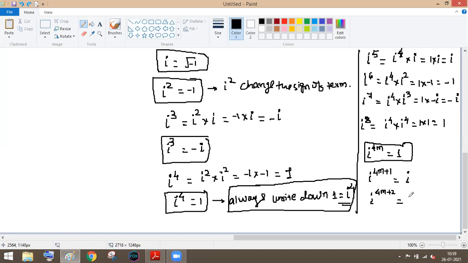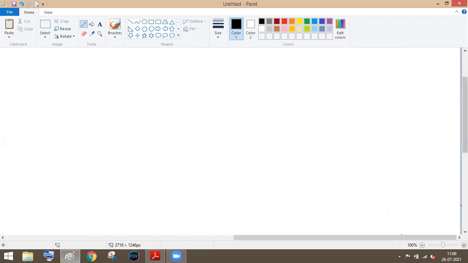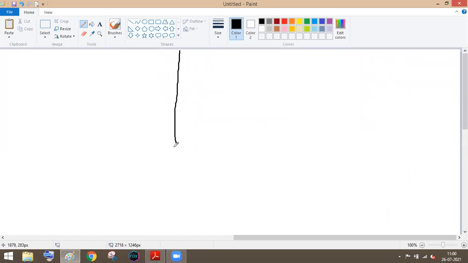I to the power 4m plus 2: either you can say that it is I squared, which will be equal to minus 1. What about I to the power 4m plus 3? It will be equal to I cubed, which will be equal to minus I.